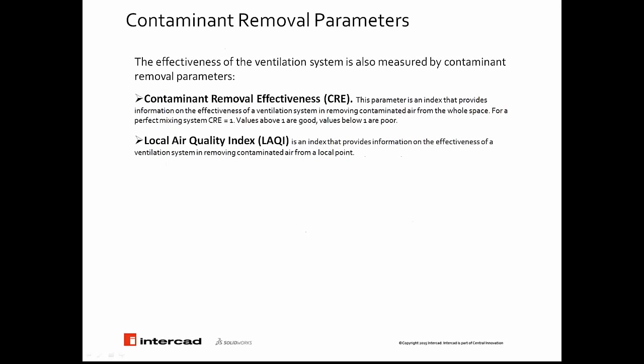However, we have a second set of parameters when we have a contaminant source in our domain, and they are contaminant removal effectiveness, or CRE. This provides information on the effectiveness of the ventilation system in removing contaminated air from the whole space. For a perfect mixing system, CRE is 1. Values above 1 are good values. Values less than 1 are very poor.